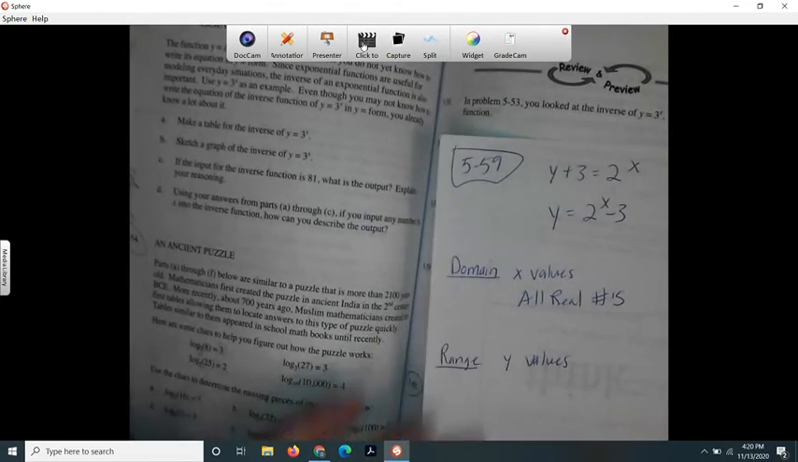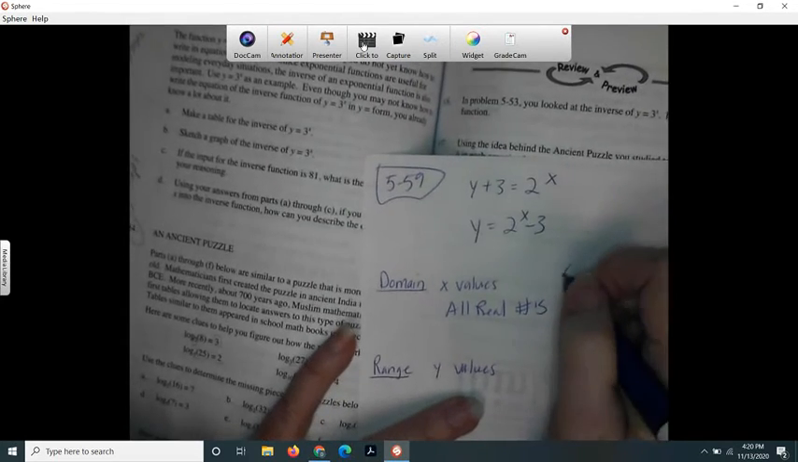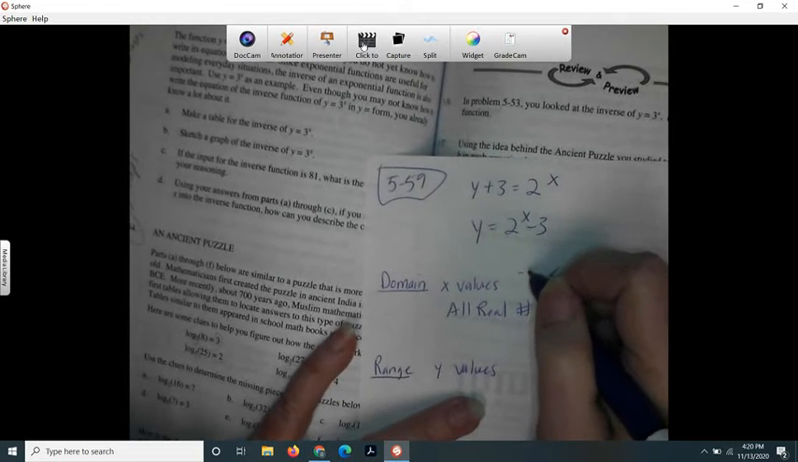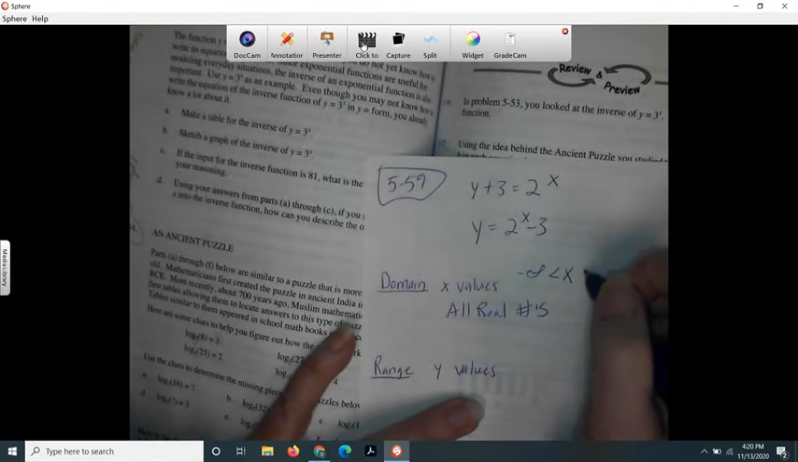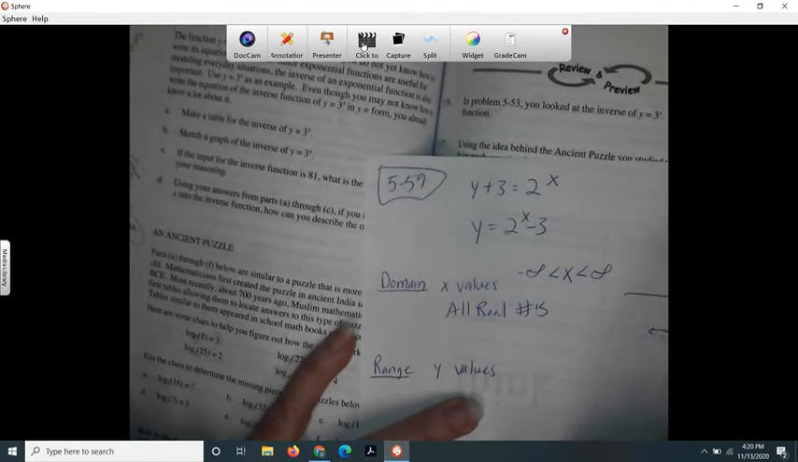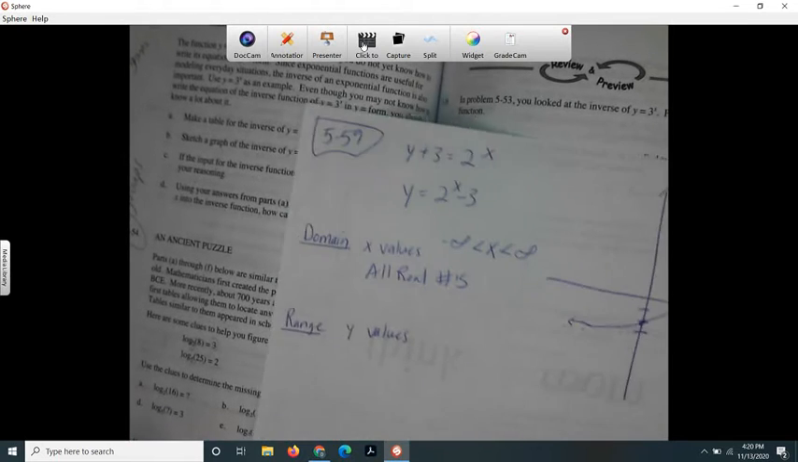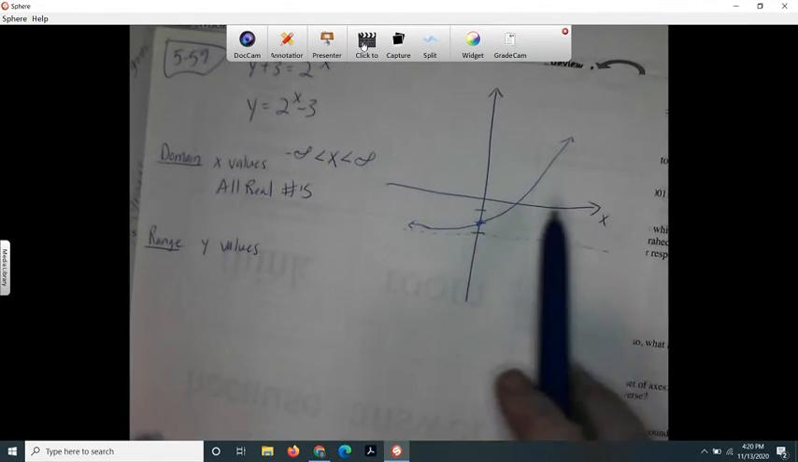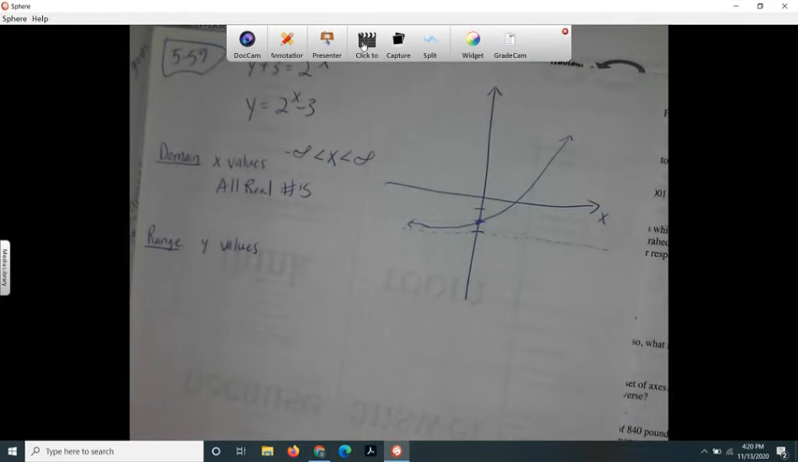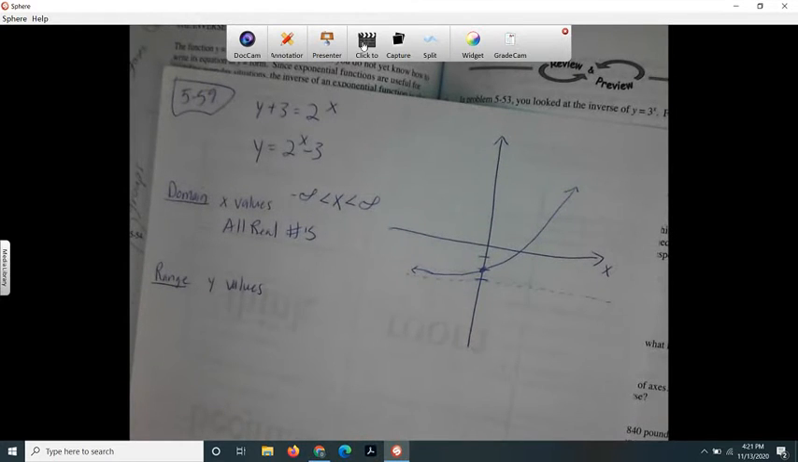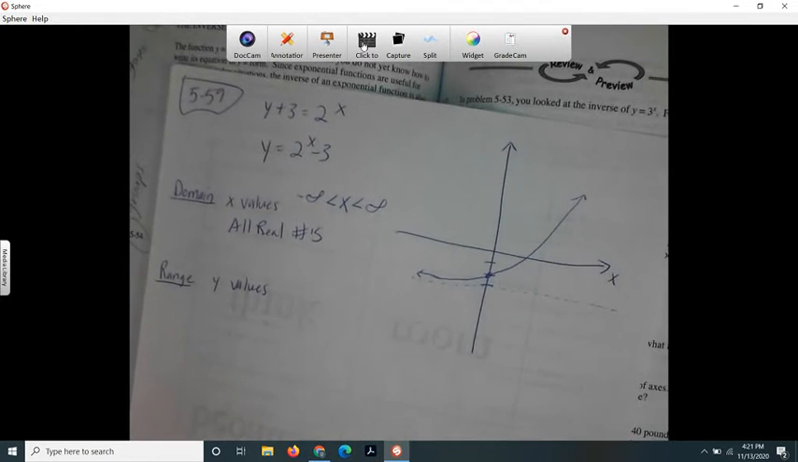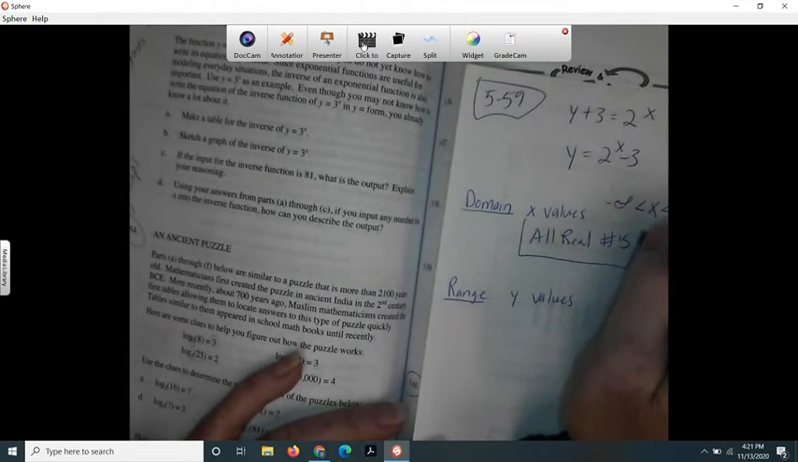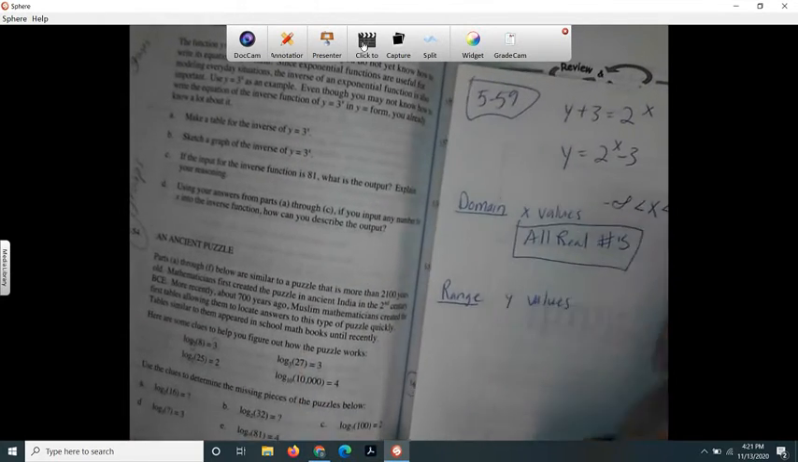I could say the domain is x is in between negative and positive infinity. Okay, x is just the numbers between negative and positive infinity. It's basically all the numbers. I can plug any number in for x, left or right, negative or positive. So I would just write it like this for now. You'll learn interval notation later.